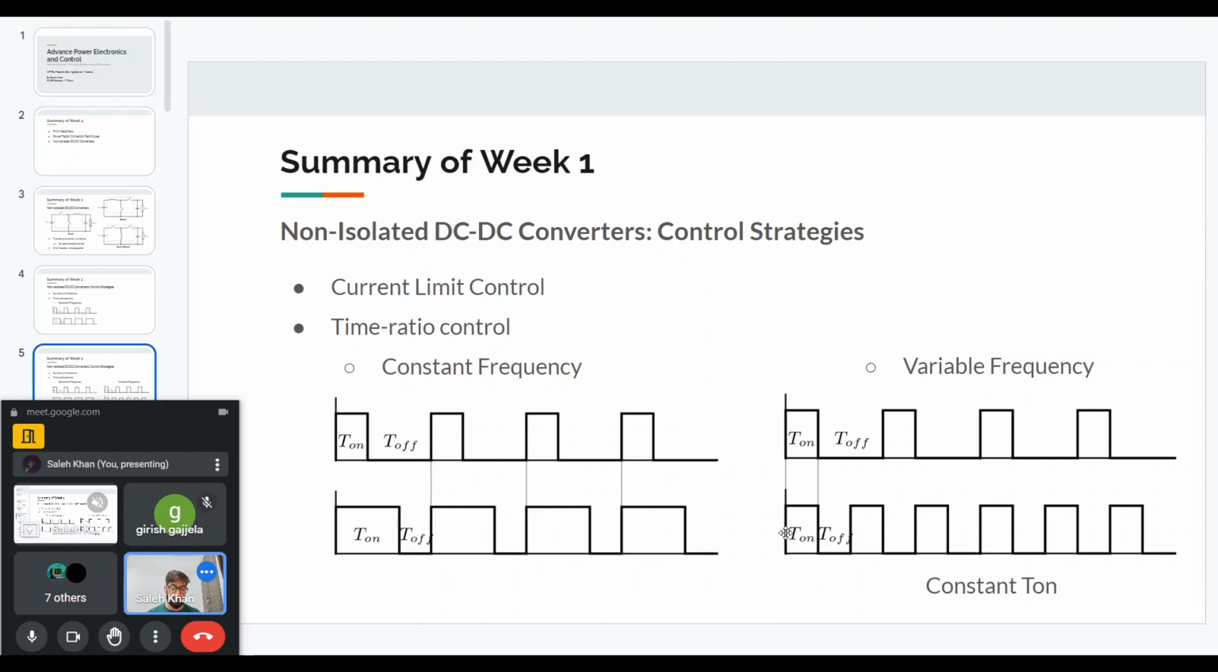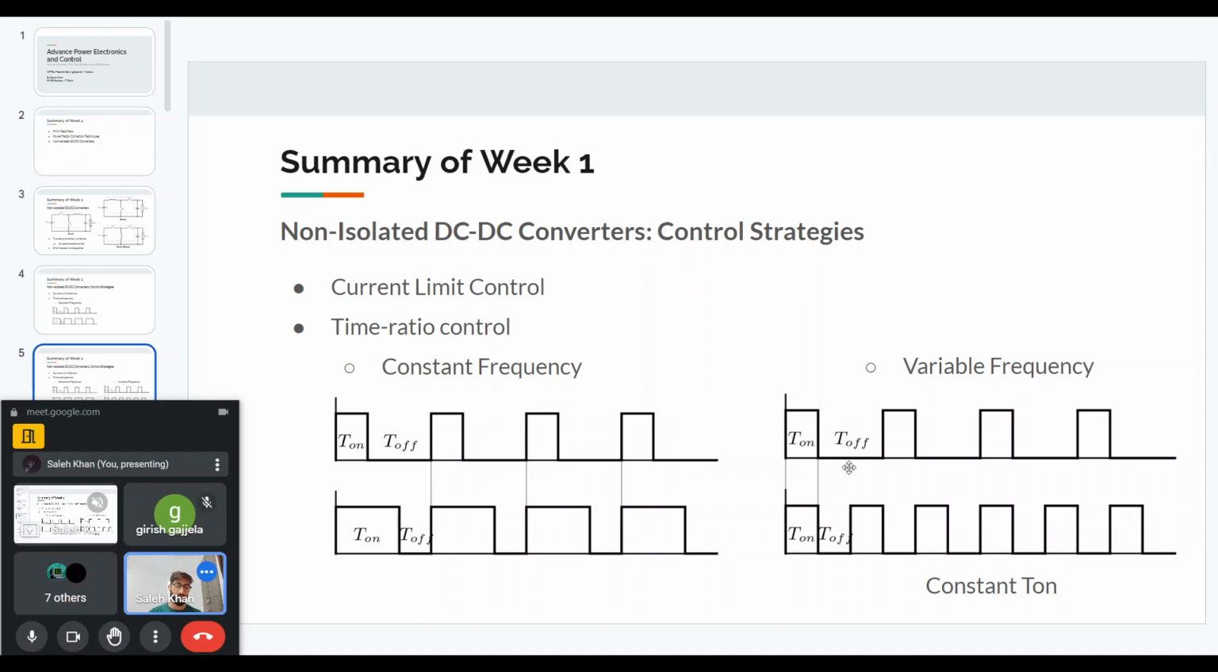Because as you can see in the bottom case, you can see the switching frequency by looking at the rising edge of this waveform. The rising edge is coming closer compared to the top waveform. So that means the switching frequency is increasing, because the switching period is basically the time between any two rising edges or any two falling edges.